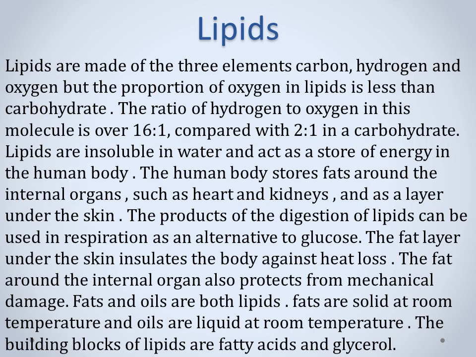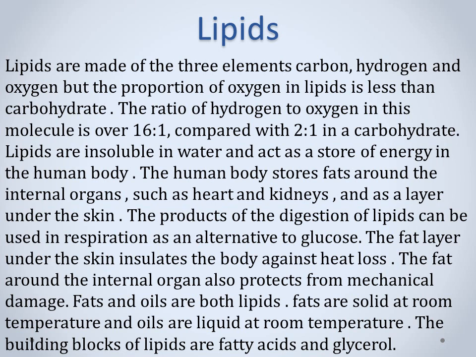Now let's see the lipids. Lipids are made of the 3 elements carbon, hydrogen and oxygen, but the proportion of oxygen in lipids is less than in carbohydrate. The ratio of hydrogen to oxygen in this molecule is over 16:1 compared with 2:1 in a carbohydrate. Lipids are insoluble in water and act as a store of energy in the human body. The human body stores fats around the internal organs such as heart, kidneys, liver, and as a layer under the skin. The products of the digestion of lipids can be used in respiration as an alternative to glucose.